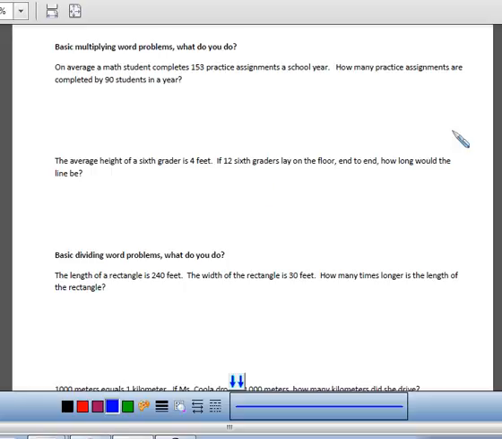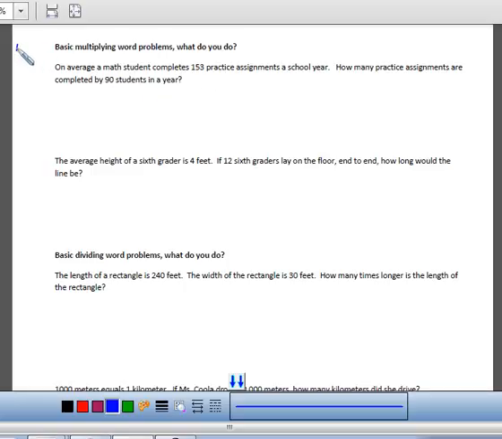On average, a math student completes 153 practice assignments a school year. How many practice assignments are completed by 90 students in a year?